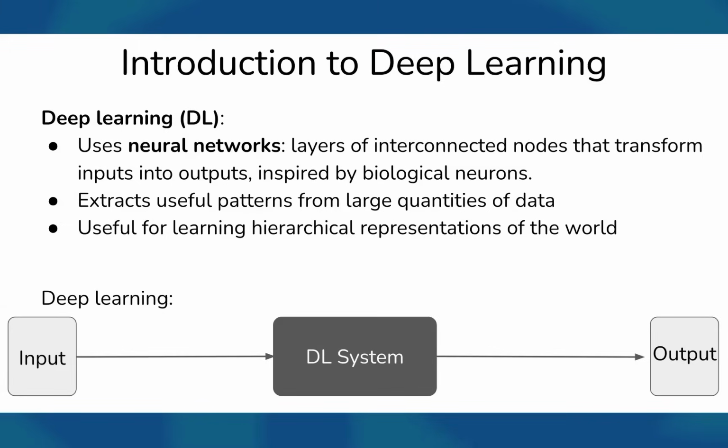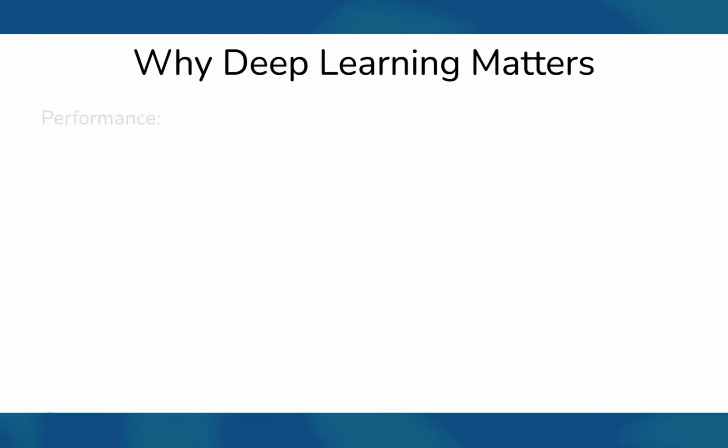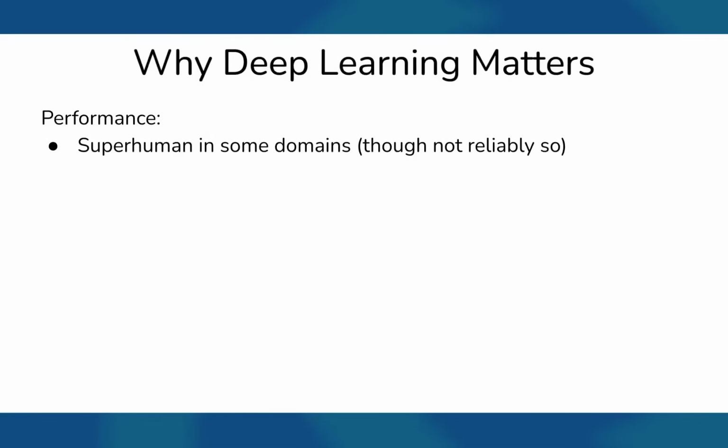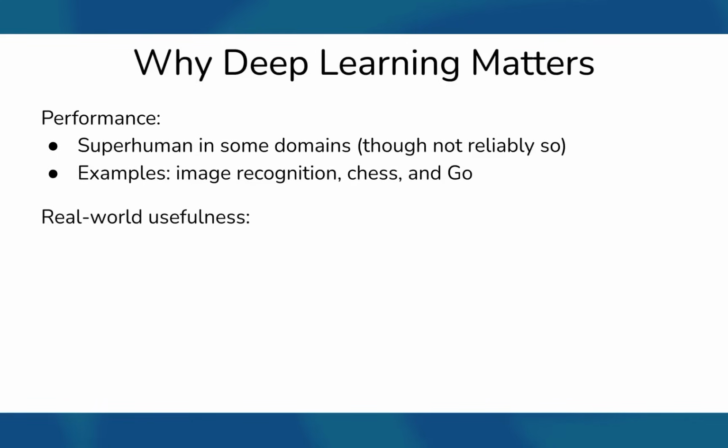They will automatically learn how they want to process data. So deep learning matters because it's extremely performant. In some domains, it's superhuman. It works across a variety of modalities: images, chessboards, Go boards, text, etc. There's a lot of real world utility.